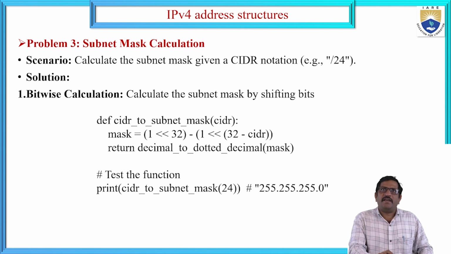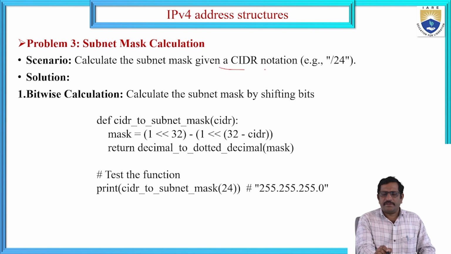Next the problem is the subnet mask calculation. The scenario for the subnet mask calculation is that we have to calculate the subnet mask given CIDR notation. For example, here /24.